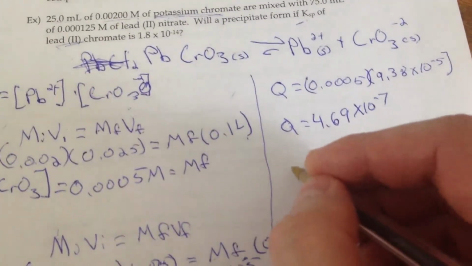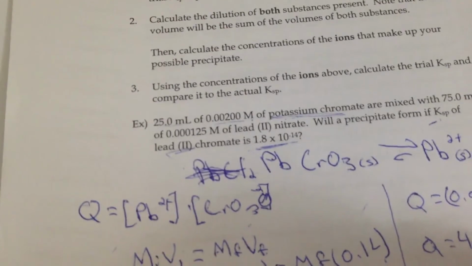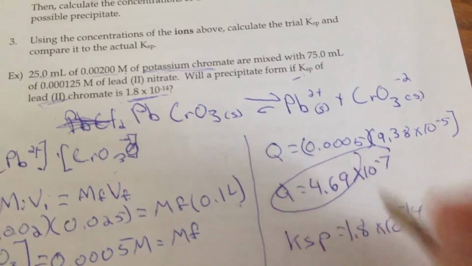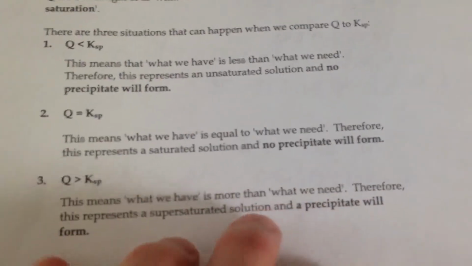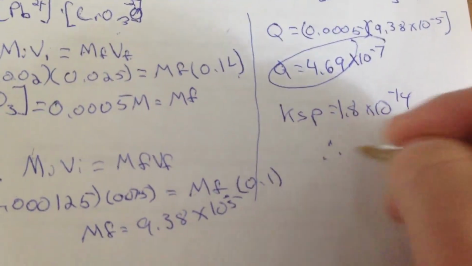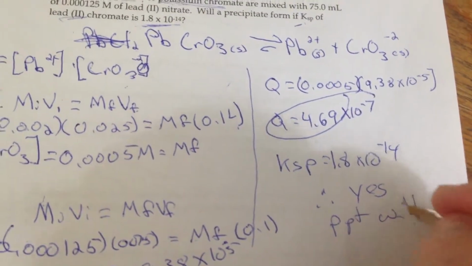When I compare that to the KSP that I was given at the beginning, my KSP is 1.8 times 10 to the negative 14. So my Q value is actually bigger than my KSP value. When that happens, remember, if Q is greater than KSP, a precipitate will form. So yes, therefore, a precipitate will form.